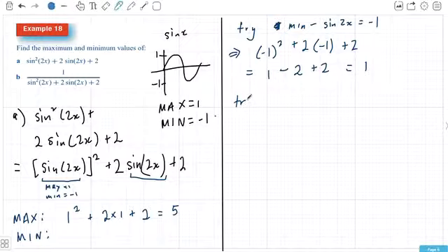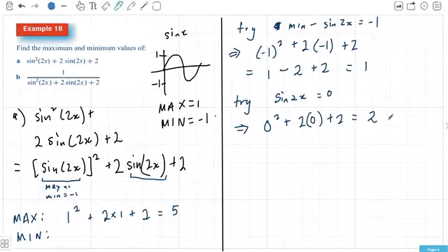I'm going to try also using sine of 2x as 0, just to test that out, to see whether we get anything smaller. 0 squared plus 2 times sine of 2x, which I'm saying is 0, plus 2. Well, that gives us 2, and that's bigger. So that means what we've found is our minimum is going to be 1.